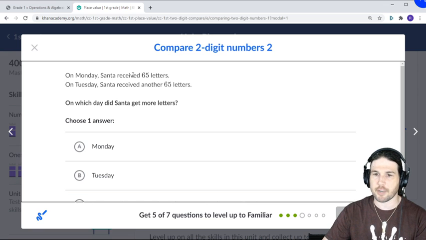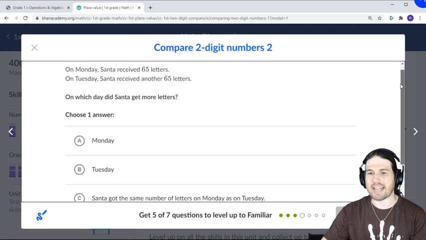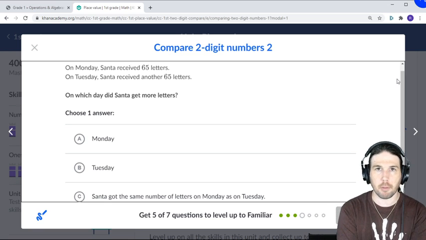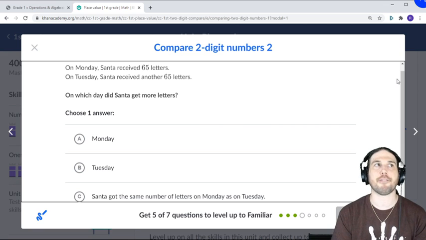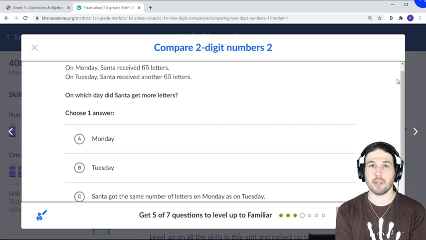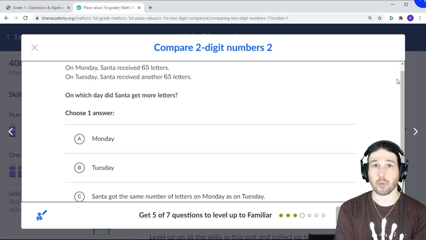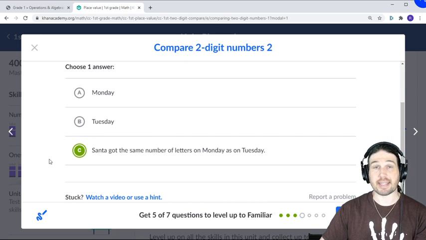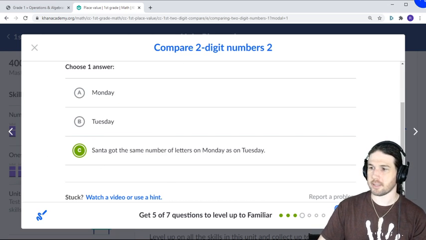On Monday, Santa received 65 letters. On Tuesday, Santa received another 65 letters. On which day did Santa get more letters? And again, it's very important to be able to hand these problems to students and have them know that they don't necessarily have to choose one day where Santa got more letters. It's okay to say that Santa got the same number of letters both days.